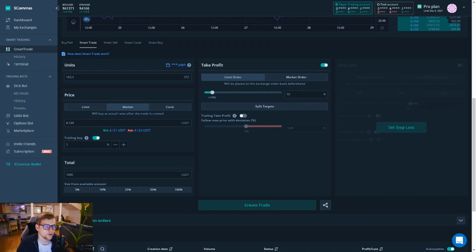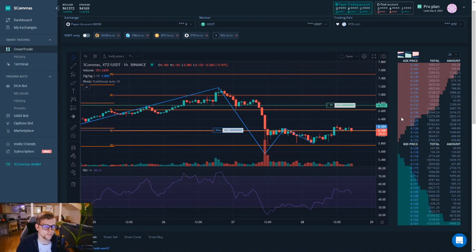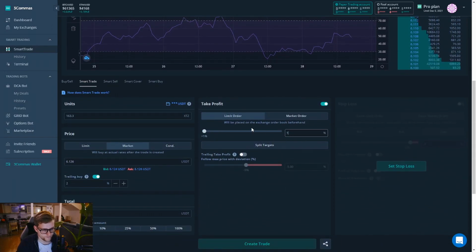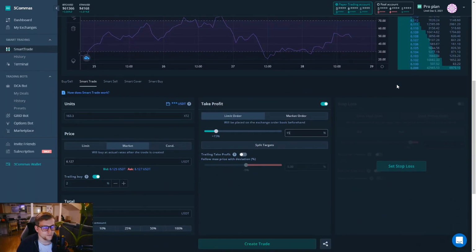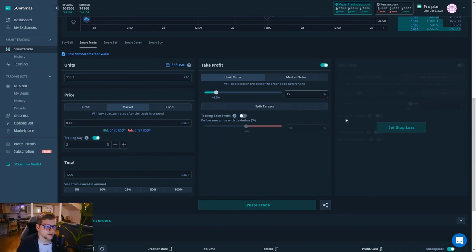But for example, if you want to make 10%, and if you scroll up, you will see exactly where the 10% is. This is the green line down here if you enter the trade in here. So for example, if I put 15%, the 15% is right here. So the split targets, basically what it is that you can enter your maximum percent you want to earn.